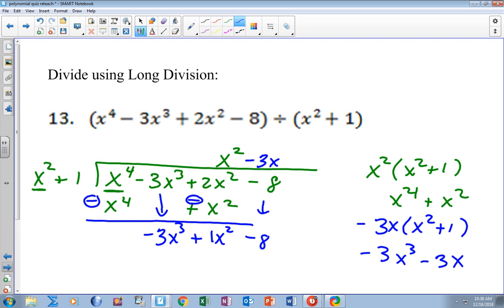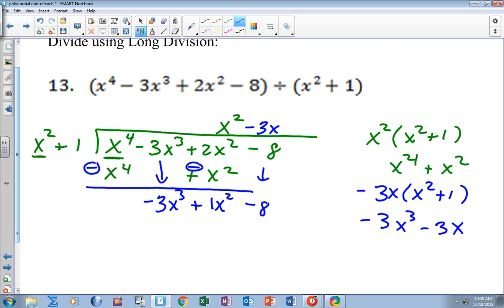So now we're going to put those underneath their like terms. So negative 3x to the 3rd minus 3x. So we're going to draw our line, change all of our signs. Oh, that should be over here.